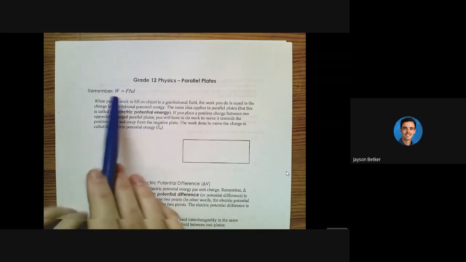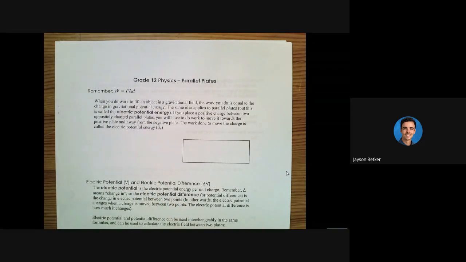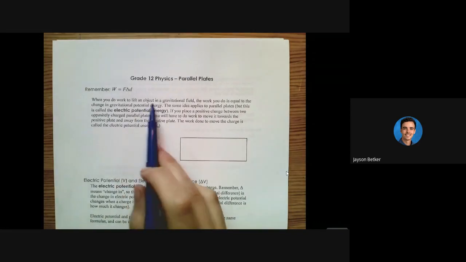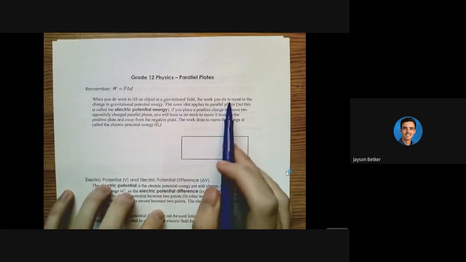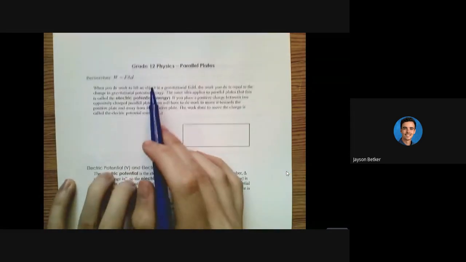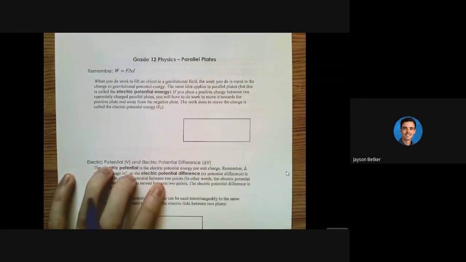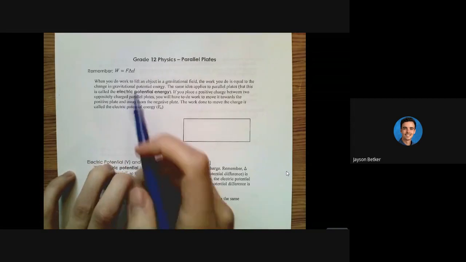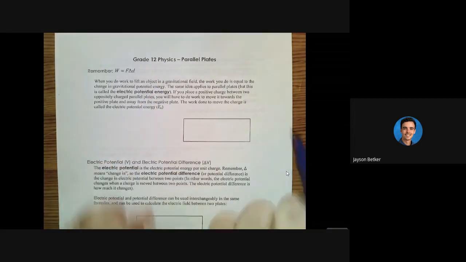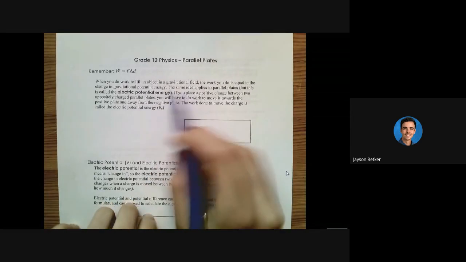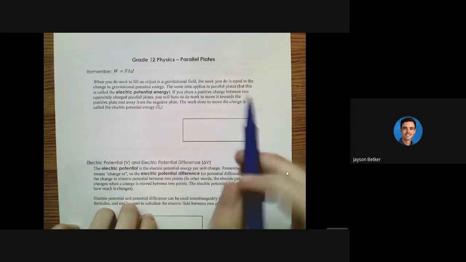So let's do a quick review of some stuff that we've learned in the past. Remember, W, which is work, is equal to the force multiplied by the displacement, something that we learned back in the momentum, work, and energy section. So when you do work to lift an object in a gravitational field, the work that you do is equal to the change in the gravitational potential energy. If I lift an object off the ground, the work that I'm doing is equal to the change in that energy, right? Gravitational potential energy is just how high I'm holding something. Remember, mgh. So the same idea applies to parallel plates, and it won't be that hard to see.